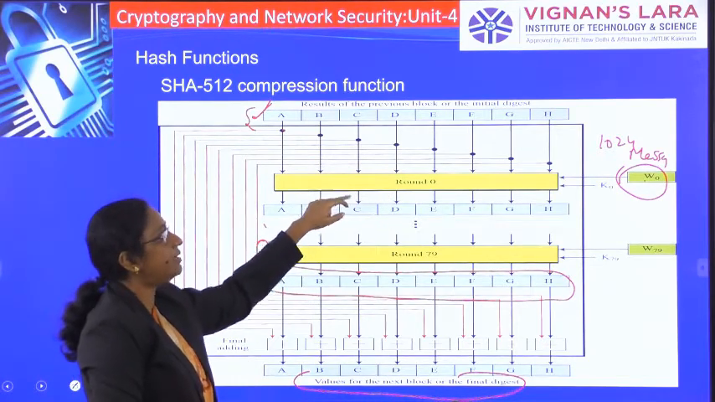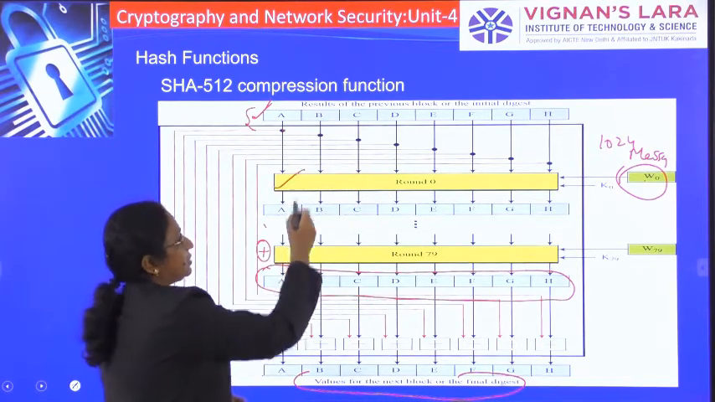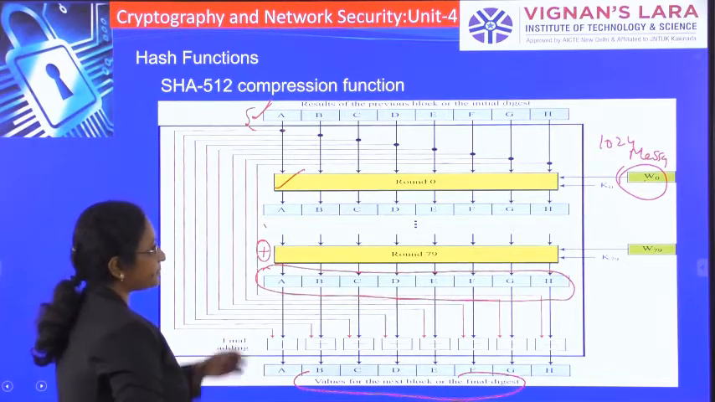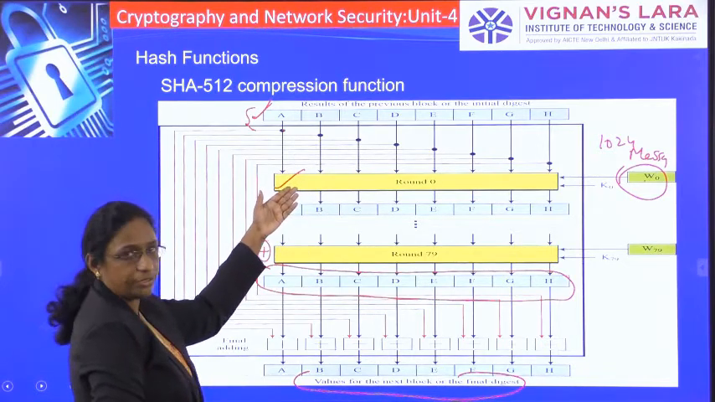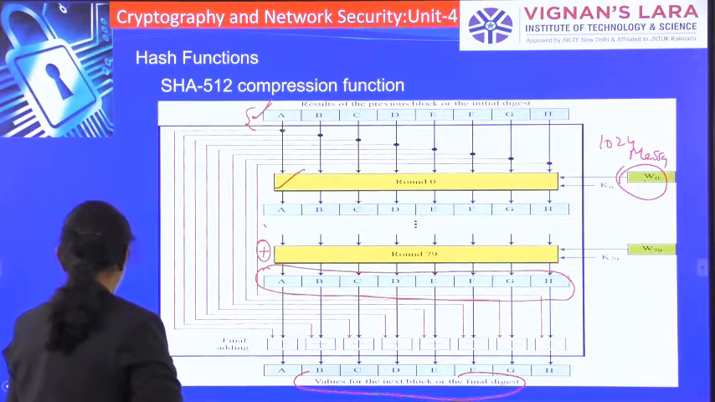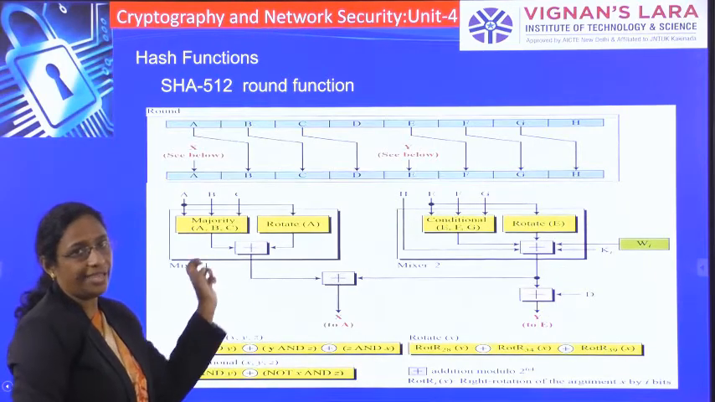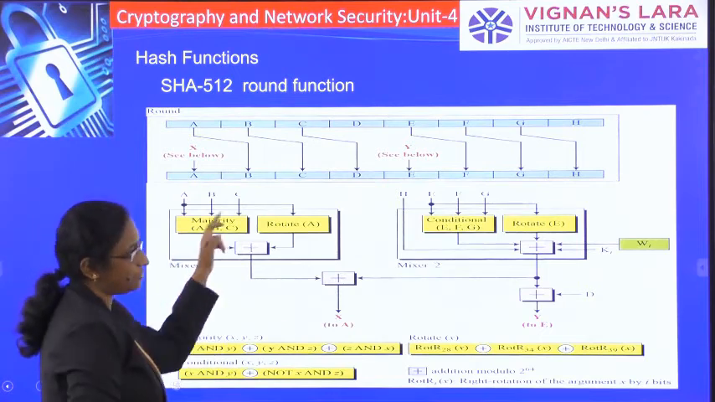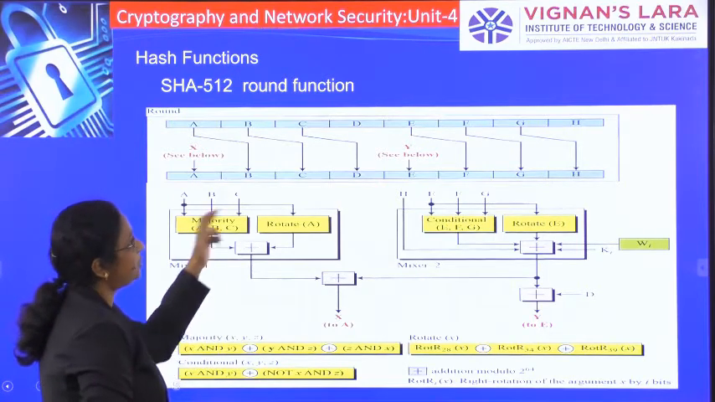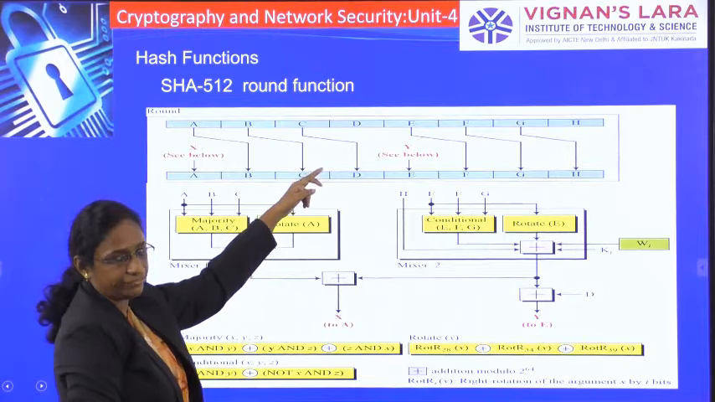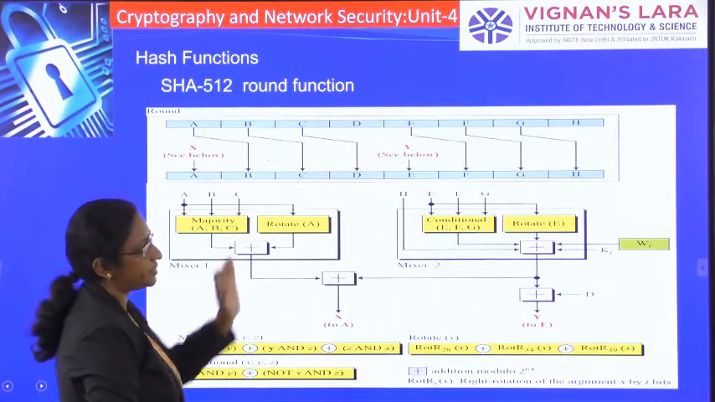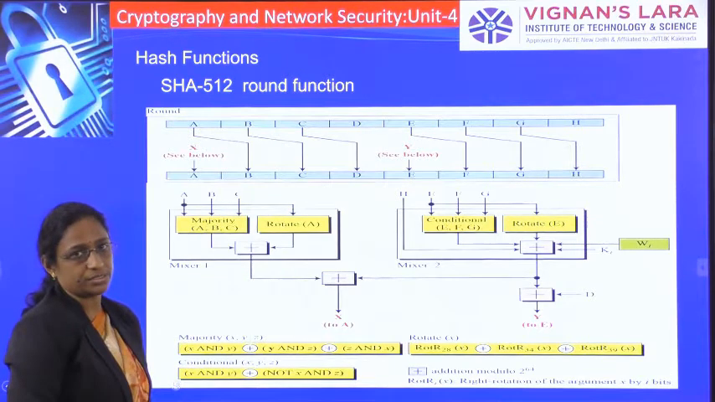So what is happening in round 0? This is your round structure, where in each round, this is your round function, all the 512 bits that you are having in these registers will be processed again.